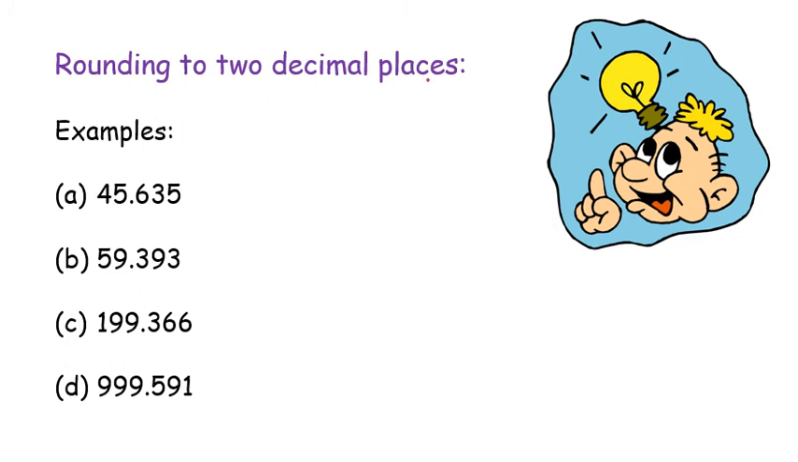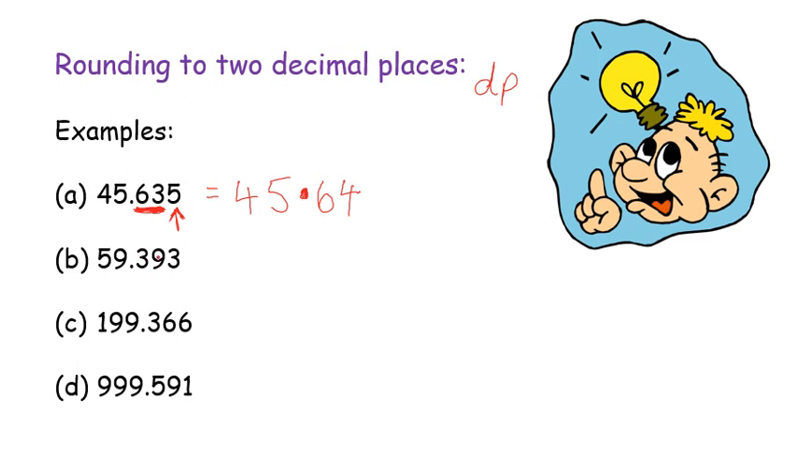So 45.635 to 2 decimal places. Now this time, without a number line, I'm just going to underline the first 2 digits after the decimal point and then decide what the third digit is going to make me do. Now it's a 5. And I know that when I see a 5, I need to round up. So this 5 is going to bump the 3 up to a 4. So it would be 45.64.